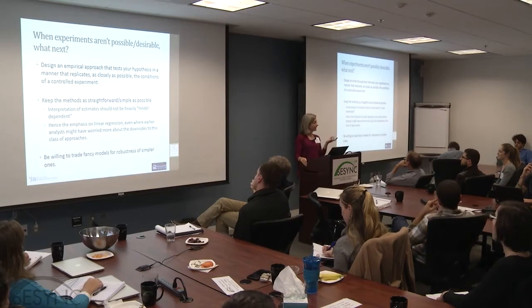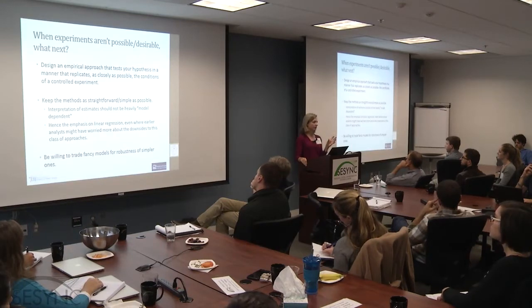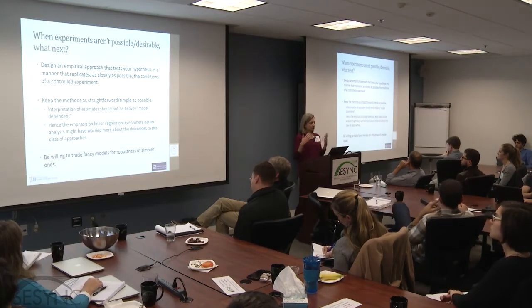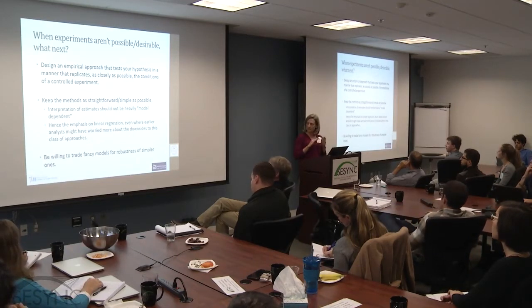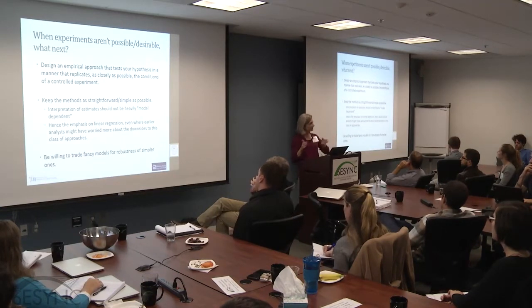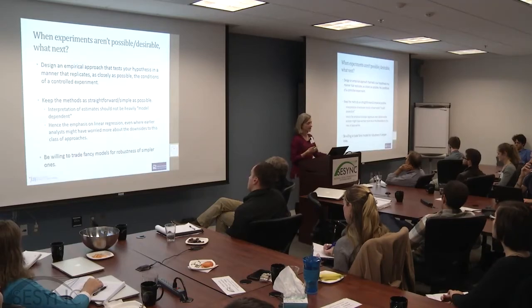And so now I have to worry, how do I design an empirical approach that tests my hypothesis in some manner that replicates as closely as possible that experimental result, the conditions of a controlled experiment? And the rules of thumb often have to do with keeping the methods as simple and straightforward as possible. Again, that's a really big shift from where econometrics was going back in the 1970s, 1980s, and even in the early 1990s. I shouldn't have a model in which the interpretation of my estimates is heavily dependent on the model, like the functional form of that model, for example.